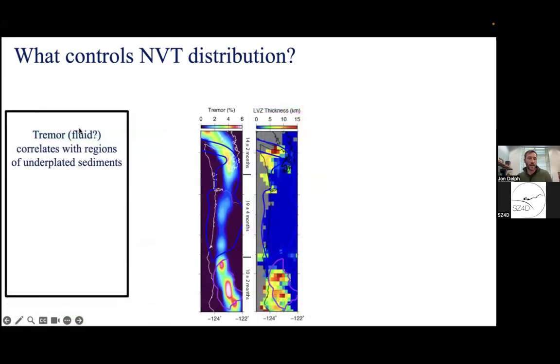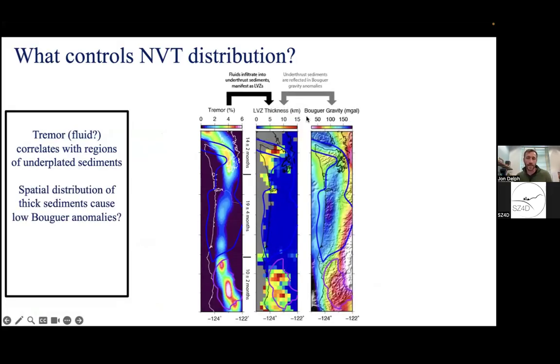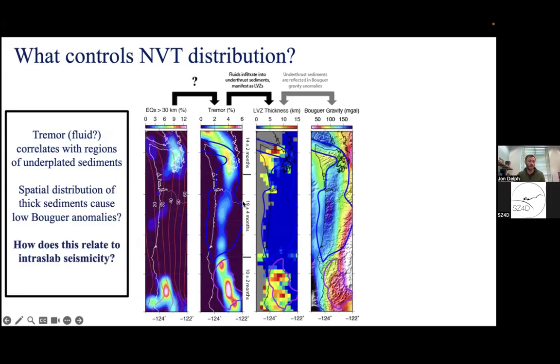Okay, so it seems like non-volcanic tremor, which we can use as a proxy for the presence of fluid at the plate interface, correlates with these regions of underplated sediments, and the fluids that are causing tremor are able to infiltrate into these underthrust sediments to be manifest as the low velocity zones that we see. These low velocity zones are likely sedimentary in composition, which is reflected in the Bouguer gravity signatures that we see along the margin.